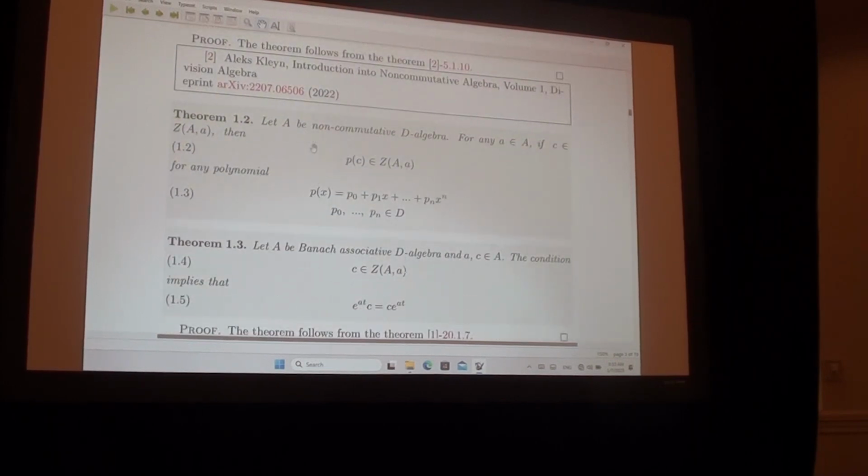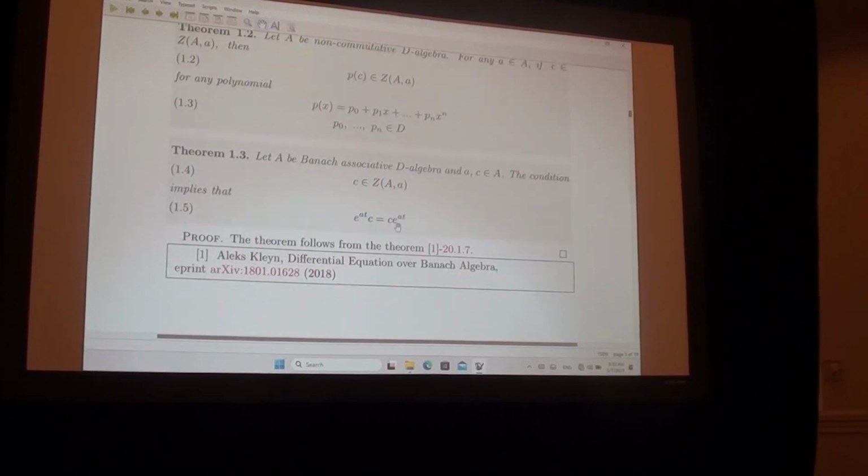Next theorem. Let A be a non-commutative algebra. When A is in A, if C belongs to algebra C, then B of C also belongs to the same algebra for any polynomial of B with coefficients from the ring T. And one more theorem. Let A be an associative algebra, and A in C belongs to A. The condition 1.4 implies that equality 1.5 is true.